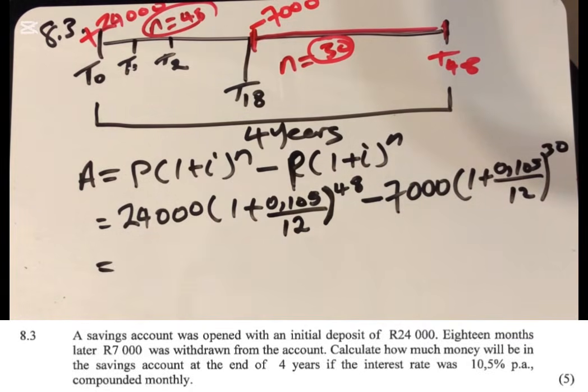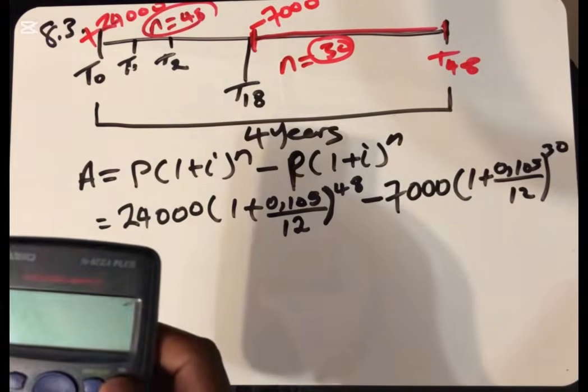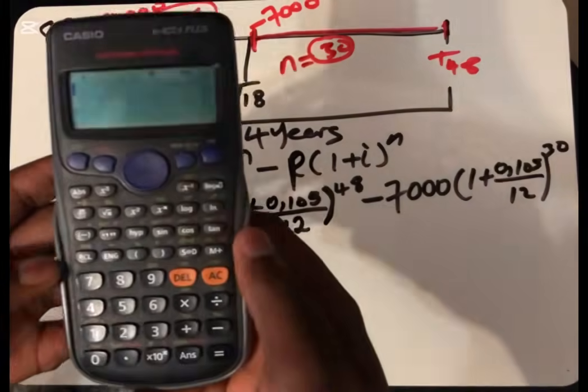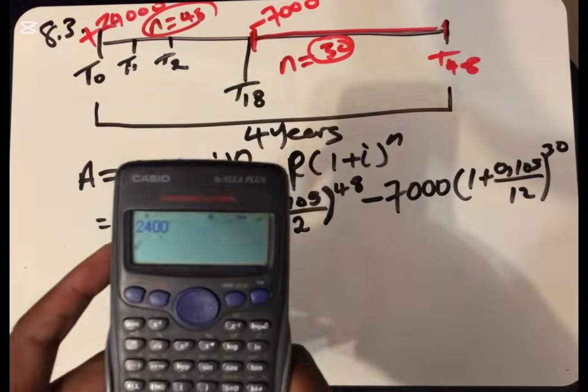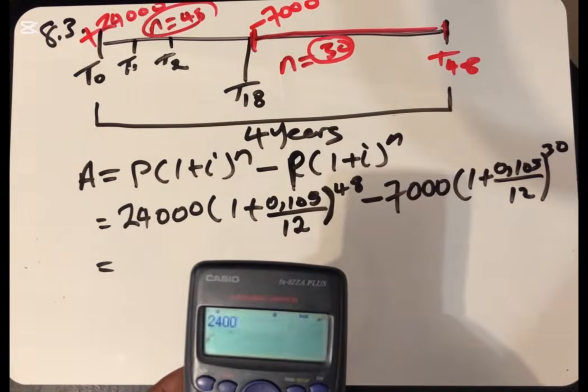We use our calculator. If you are wise enough to use a calculator, you can write everything here in the calculator. The calculator can give you the final answer. Let's try. 24,000. I want to write everything here in the calculator.